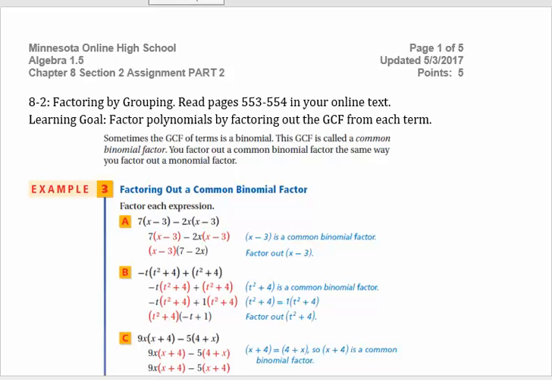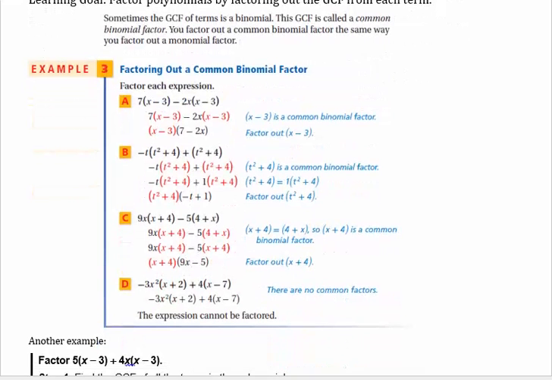Hello, this is Ms. DB, and in this video I'm going to review how to do some of the problems from the Chapter 8 Section 2 assignment, Part 2, where you're going to factor by grouping. So in order to do this, there's some examples up here. What we're going to do in the first part is just take what's common in both parts, that's the x minus 3, and pull it out, and then in the second parentheses you write what's left.